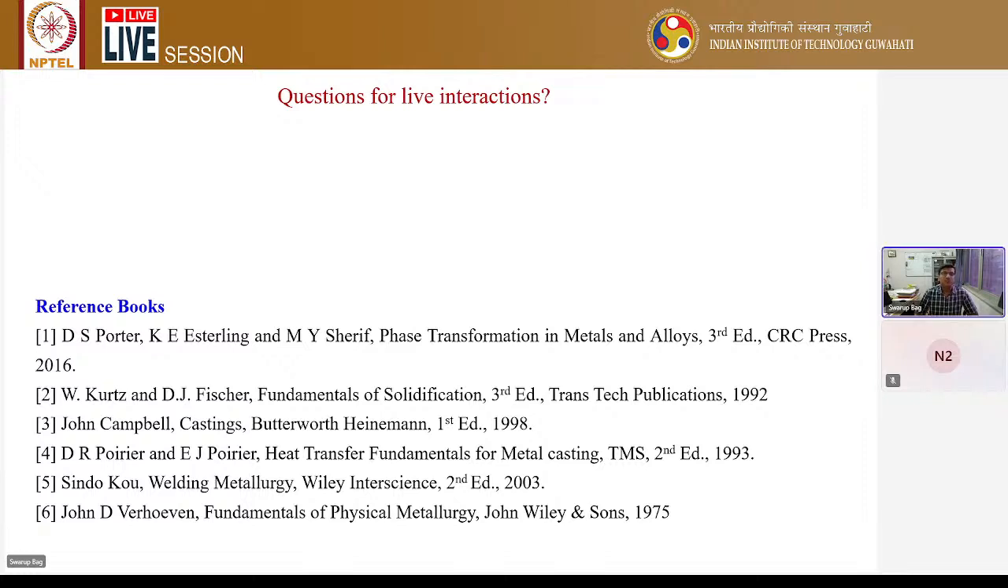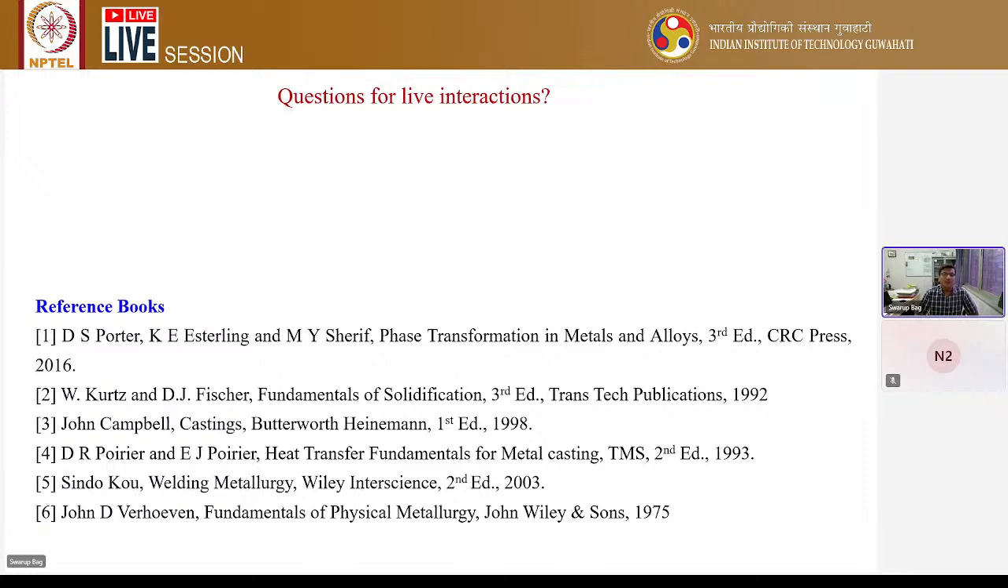The recommended books for this particular course are given. The first one is Phase Transformation in Metals and Alloys. That is a very good book if you want to understand how the thermodynamic principle is applicable to the phase transformation. Very informative and fundamental studies are available in this book, so you can go through it to understand the first module.